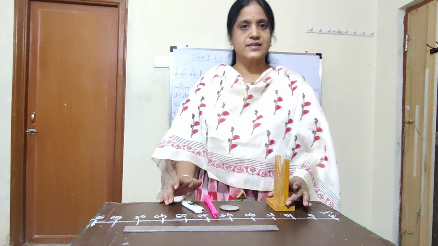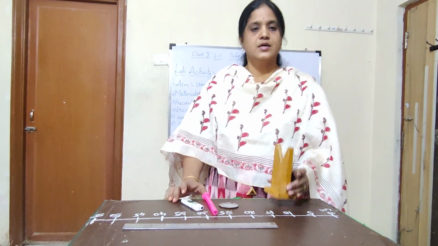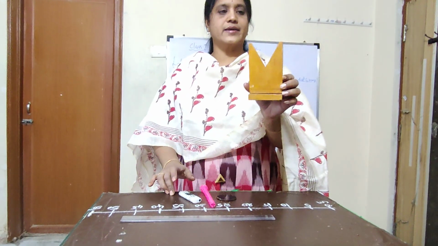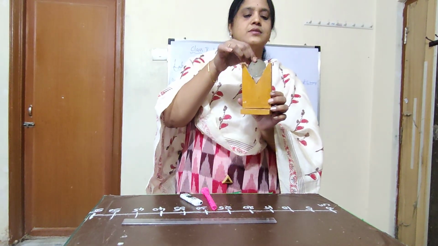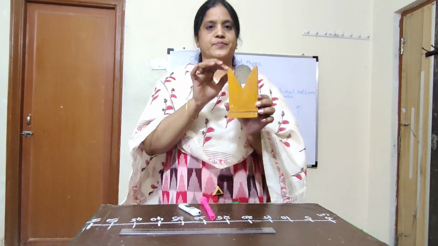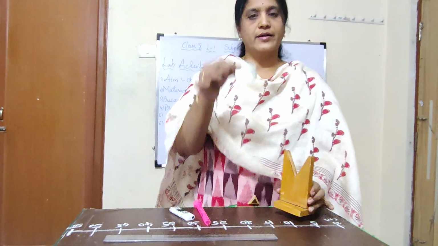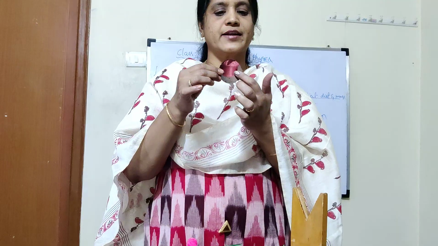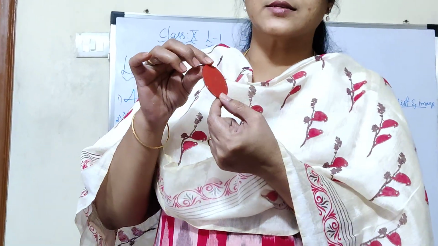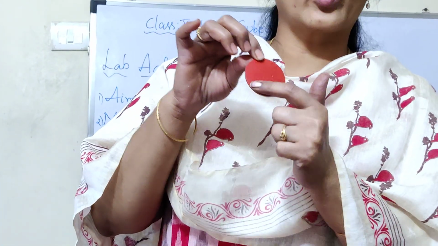What are the materials required to do this lab activity? V stand. The V stand is used to place the spherical mirrors. This is the spherical mirror stand. V stand and concave mirror, and you see this one side is the reflecting surface curved inwards, and this is the other surface, which is coated.